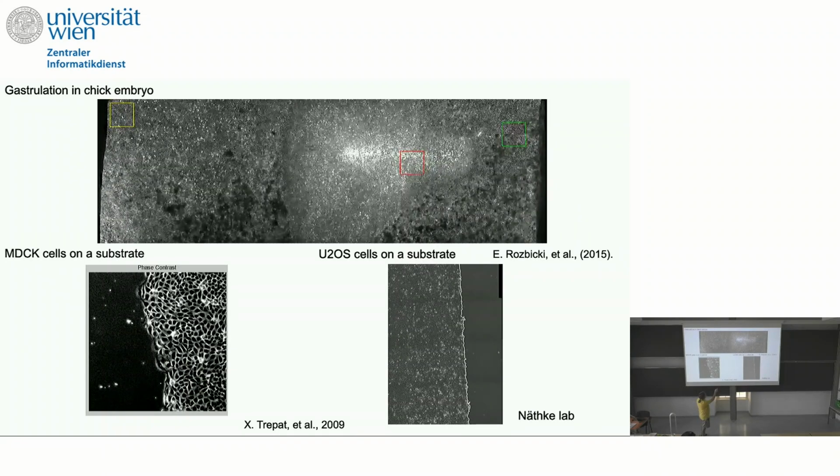Eventually, this is called the Hensen's node. This is where the brain is going to be, and then somites, the spine is going to start creating this way. So the entire structure is maybe like 1 millimeter long.